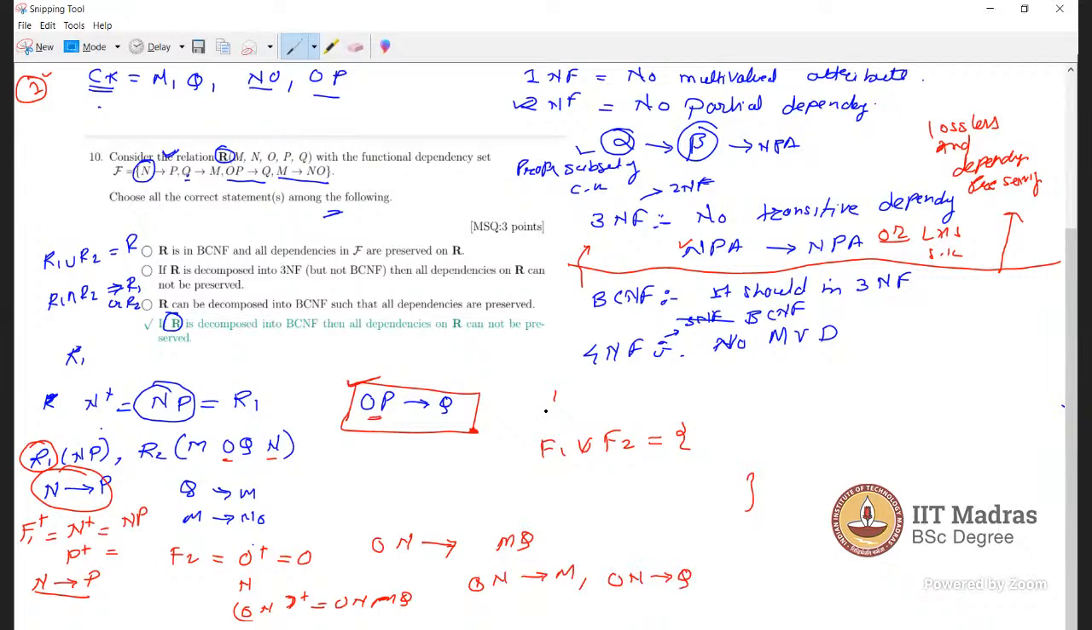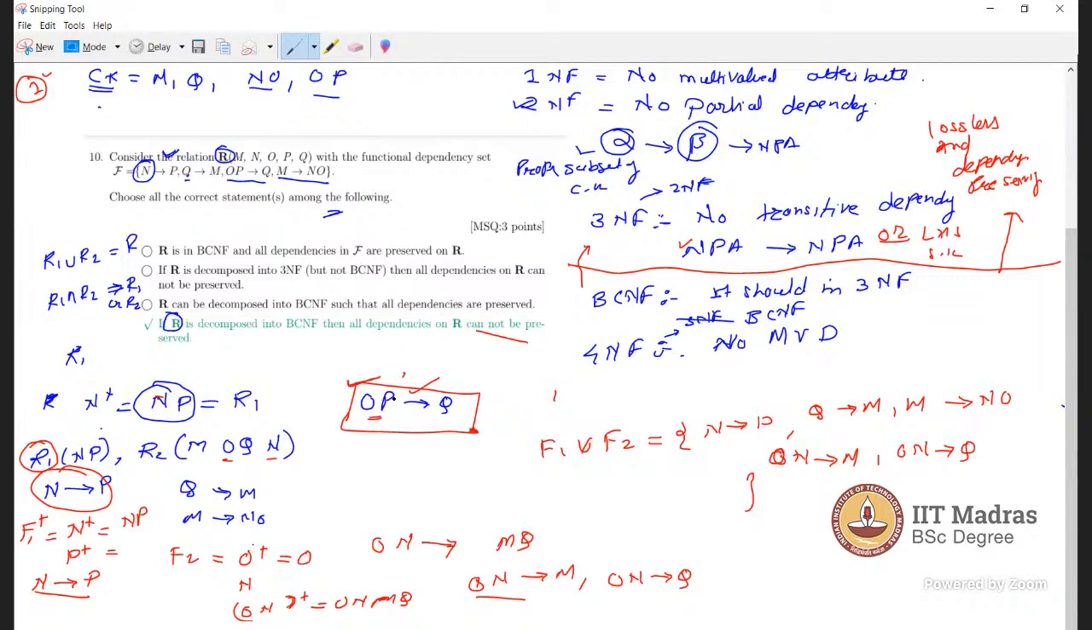Yes. Now, if I take the F1 union F2, here N determines P from relation R1, Q determines M, M determines NO from this relation R2, and we got two new functional dependencies: ON determines M and ON determines Q. Now, based on these 5 functional dependencies, you need to check whether we can derive this functional dependency or not. If yes, then dependencies are preserved. If not, then dependencies are not preserved. So can we get OP determines Q here from these functional dependencies? No, sir. So that's why dependencies are not preserved here.